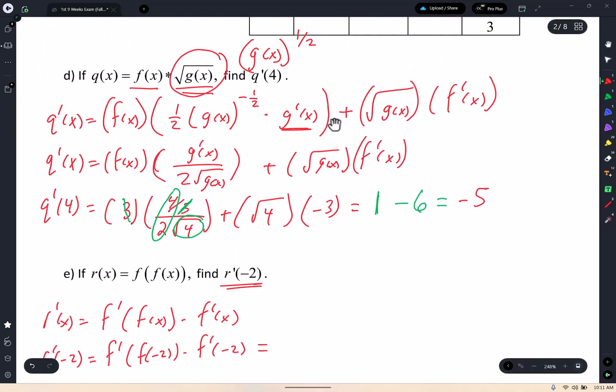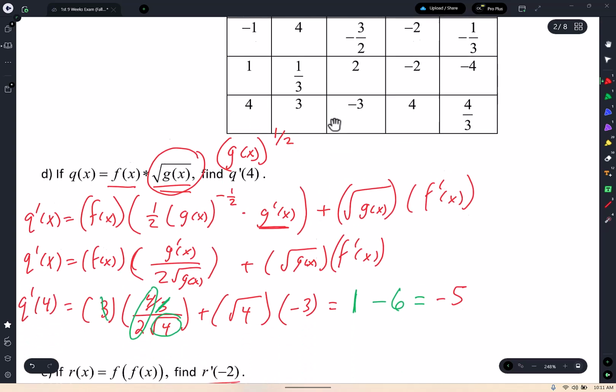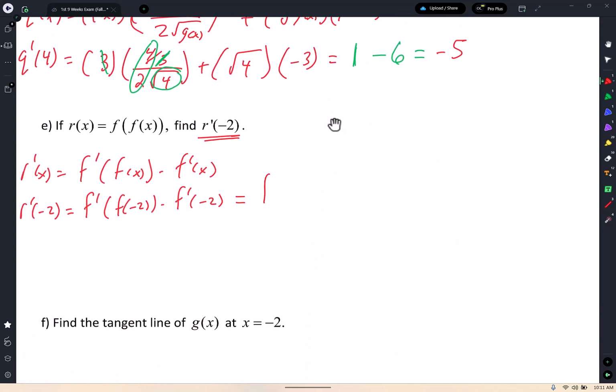What was F of negative 2? What's F of negative 2, guys? Negative 1. So put a negative 1 in there. What is F prime of negative 1? Negative what? Negative 3/2. What's F prime of negative 2? 2/3. So it looks like it is negative 1. How are we feeling, guys?